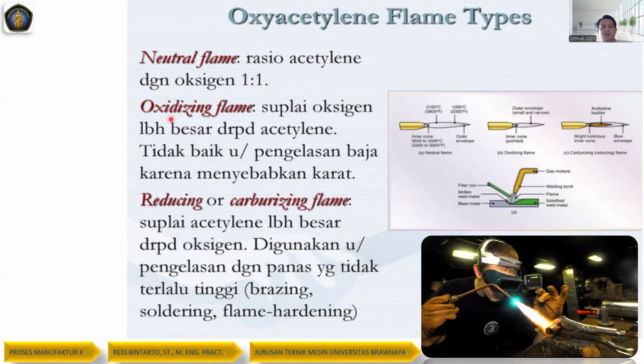The second is the oxidizing flame, in which the oxygen supply is higher than the acetylene gas. Usually this is used for welding alloys, but not for stainless steel. And then the carburizing flame, in which the acetylene is higher than the oxygen.